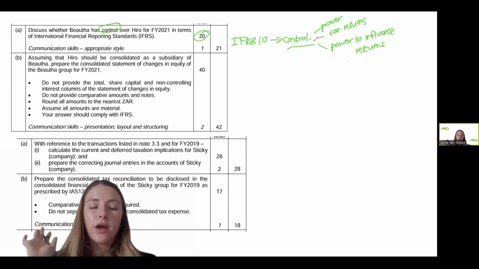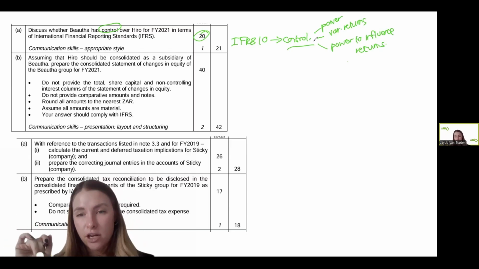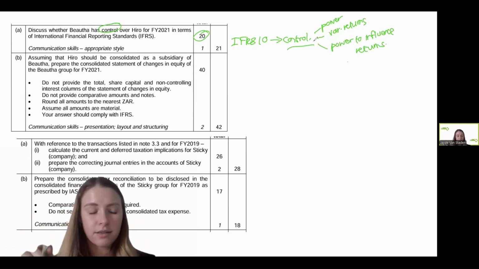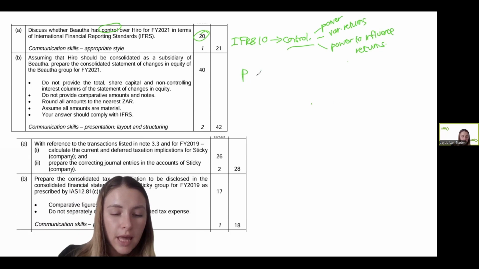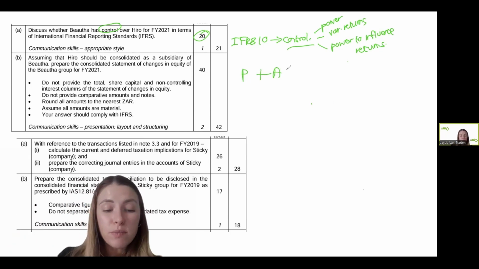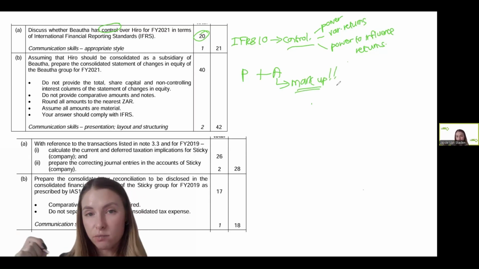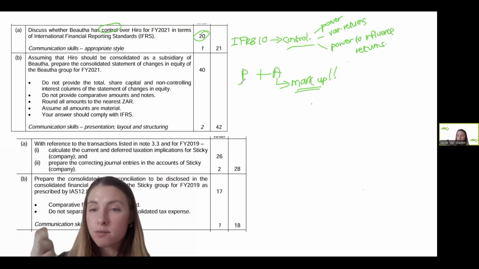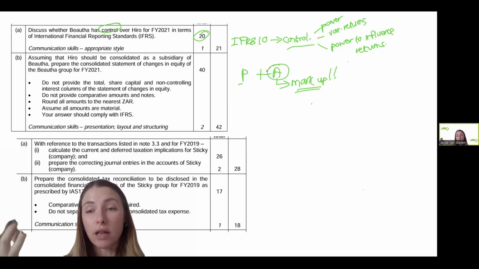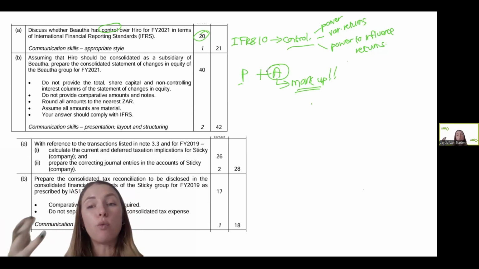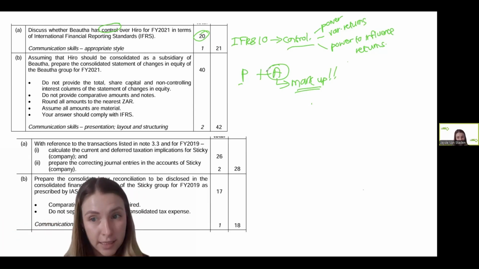Okay, so very important when it comes to a discussion question. You cannot just recite the standard. You have to have principle plus application, which means you need to mark up your scenario to be able to find the application piece. It will be easy to find the principles. You've got your standard right next to you, but your application will come from how well you have marked up your scenario, which is how well you've used your reading time.